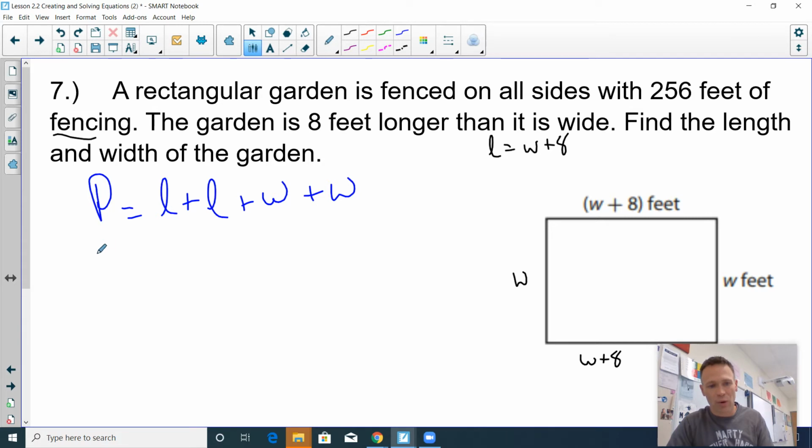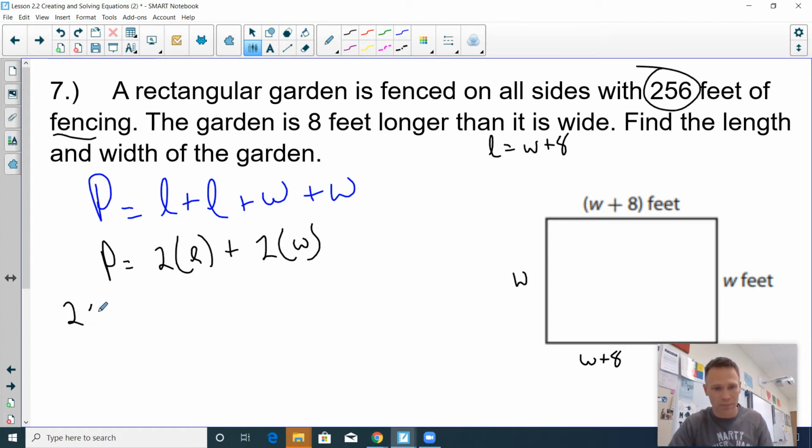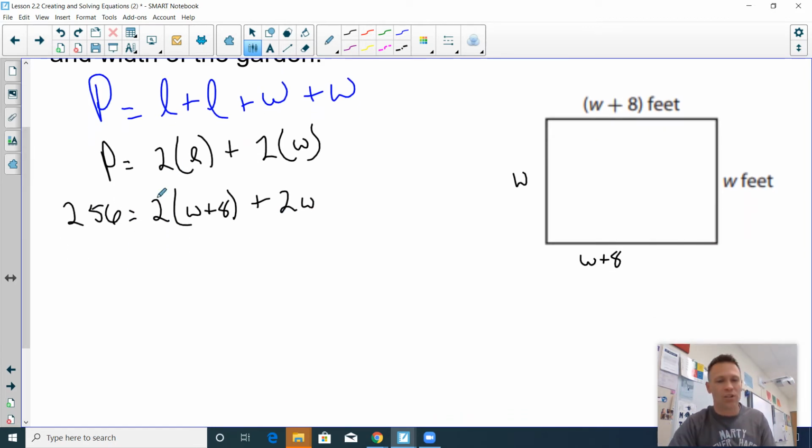Now, our perimeter formula, remember we broke this down to be P is equal to 2 times L plus 2 times W. And so now I can just start substituting what I know. So the perimeter is 256 feet. And then that's equal to 2 times, and then the length is that W plus 8, plus, and then the width is just W, so 2 times W, which we already have, is there. Now I got an equation very much like I had before. So now I'm going to go ahead and distribute this. That's 256 is equal to 2W plus 16 plus 2W.